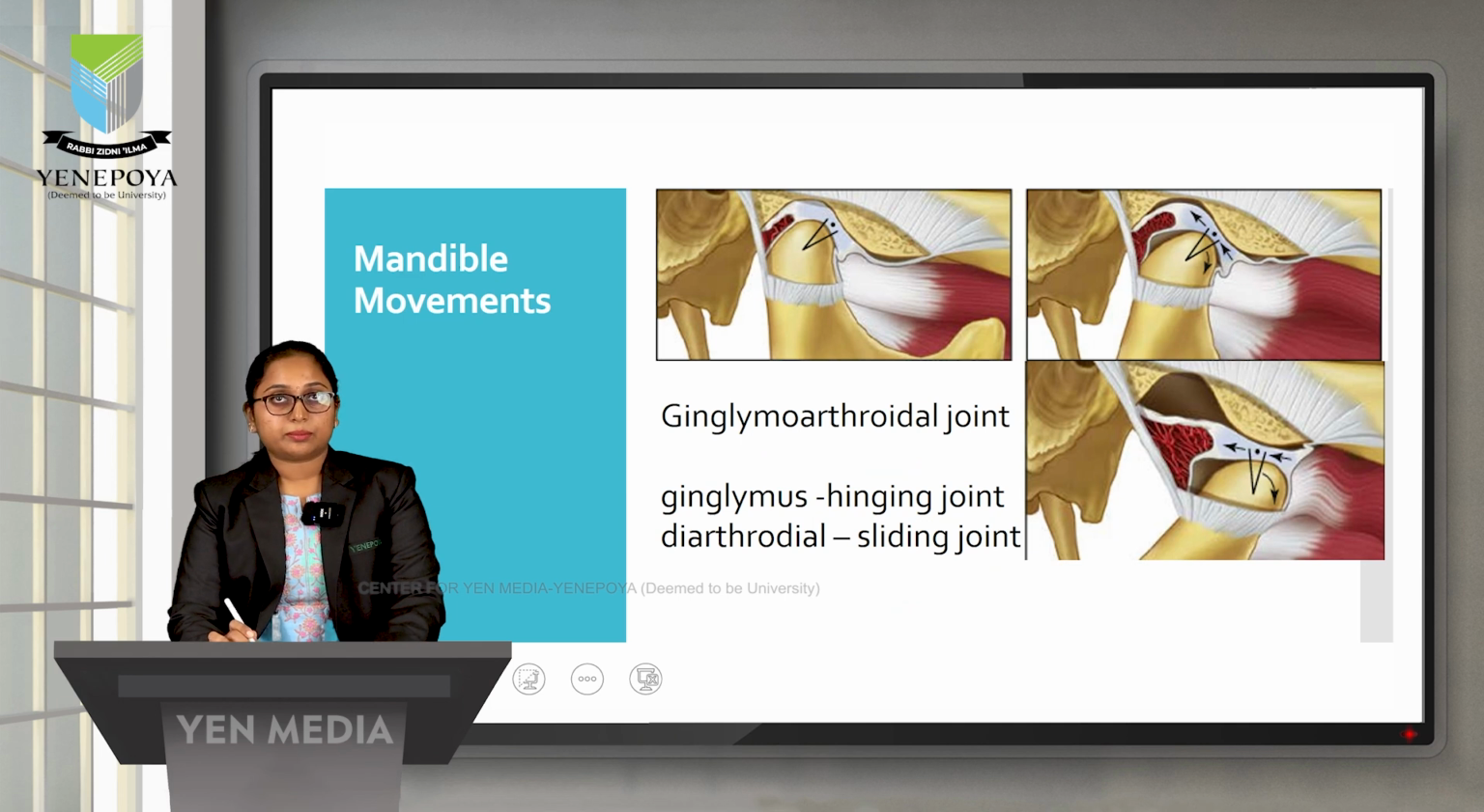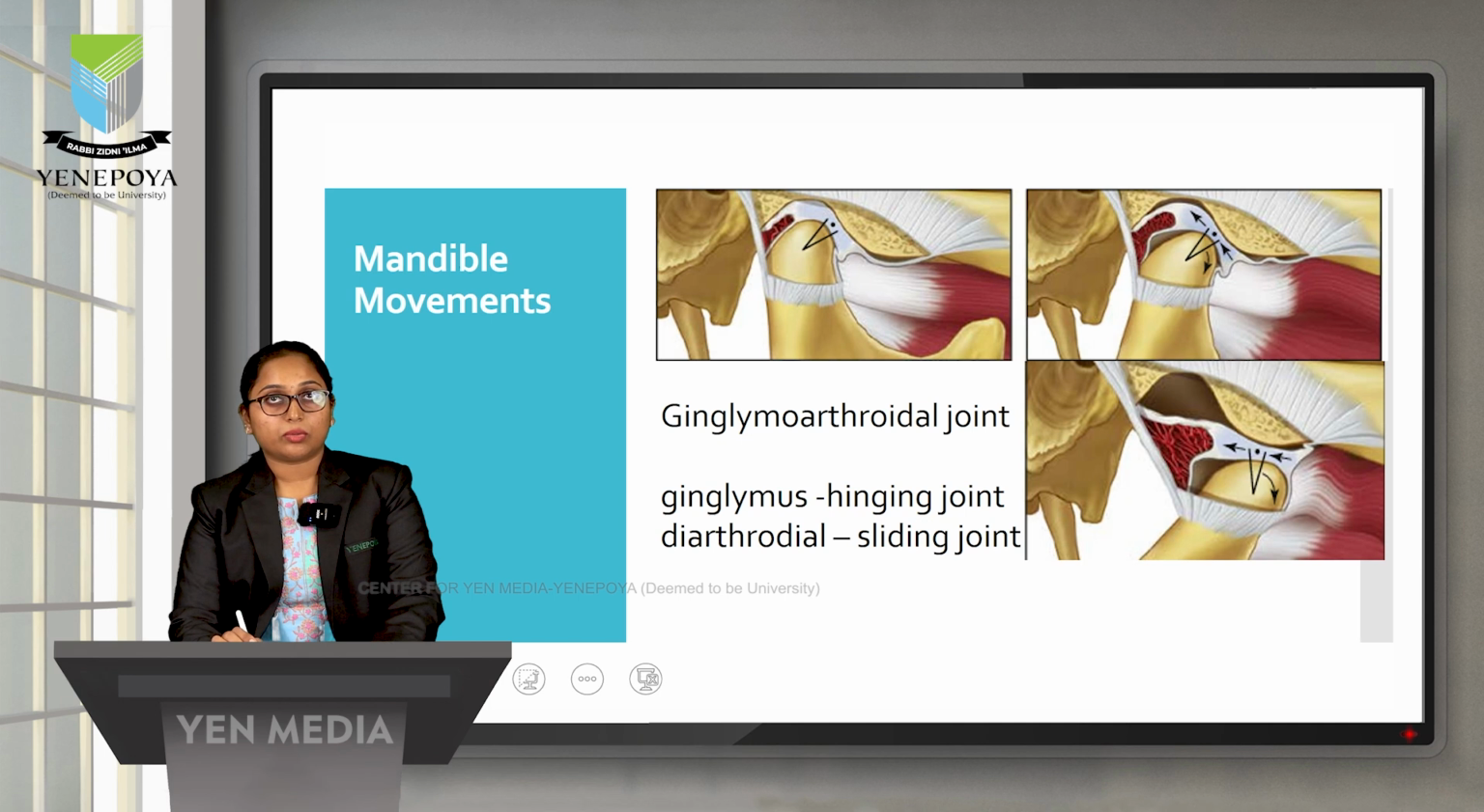When the mandible moves, there are two main movements happening in the joint space. The first movement is the hinge movement, and the second is the sliding movement or the translatory movement. When one opens the mouth, the hinge movement happens for the first 10 mm of mouth opening.